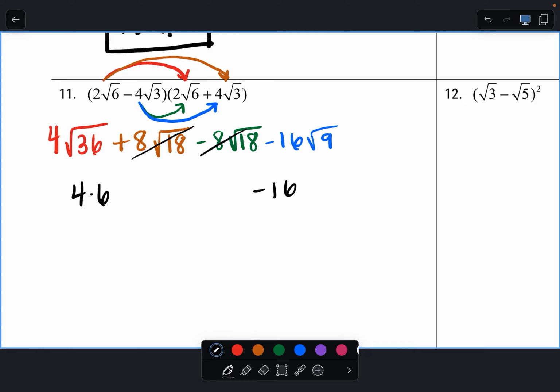What numbers at this point can we combine together? The 3 and the 5, because they don't have a radical attached to it. So I can get 8 minus 2 square roots of 15.